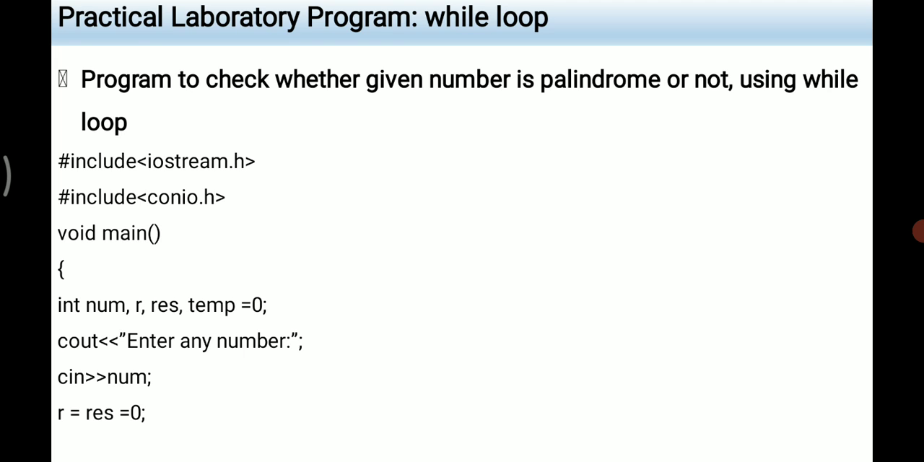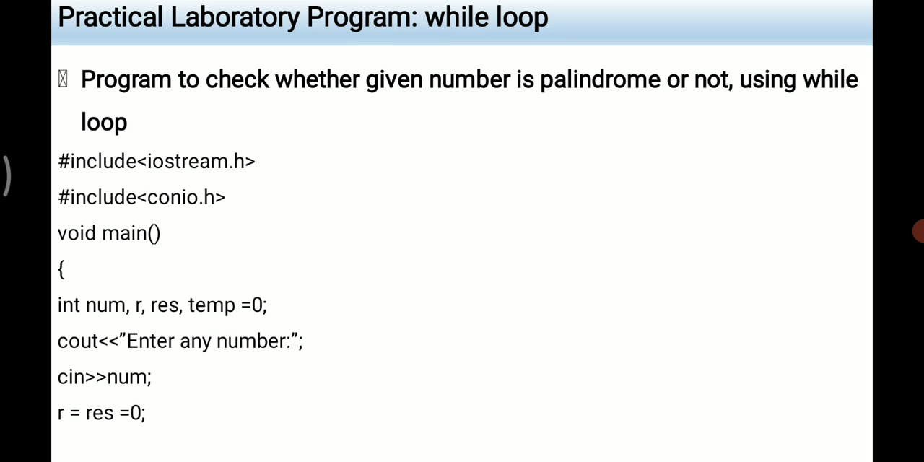Let's see the program. So we have the program. We have #include iostream.h and #include conio.h. These are the header files. Then we have the void main function, then open braces. Then we have int num, r, res, temp = 0. Here temp is assigned the value 0, so the temp value is initialized to 0, and num, r and res are variables whose type is integer.